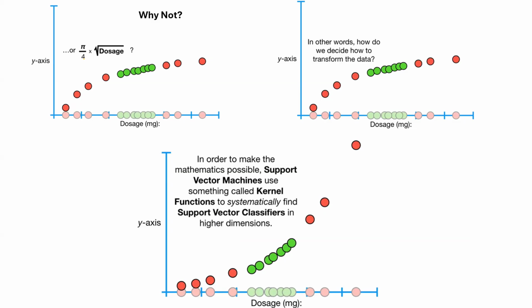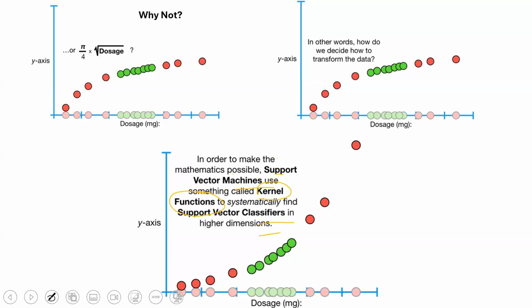We know in higher dimensions we can get a hyperplane, but how do we decide how to transform this data? In order to make the mathematics simple, support vector machines use something called a kernel function. It's a trick that systematically finds the support vector classifiers in higher dimensions. It is challenging: what should the higher dimension be, how do we derive it from the existing dimensions, and to how many dimensions do we have to go to be able to linearly separate the data?